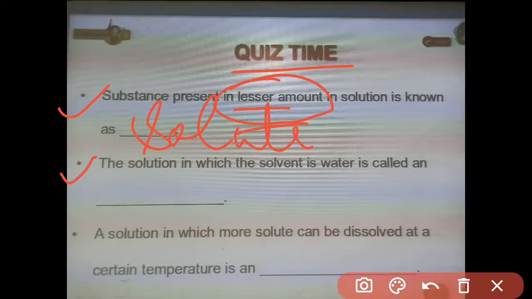Second one, the solution in which the solvent is water is called an... this one you also have to remember.